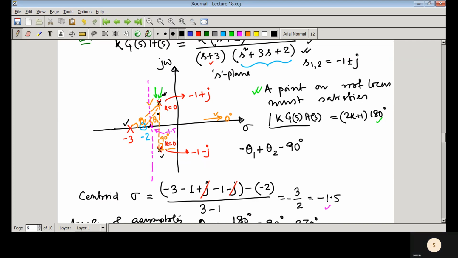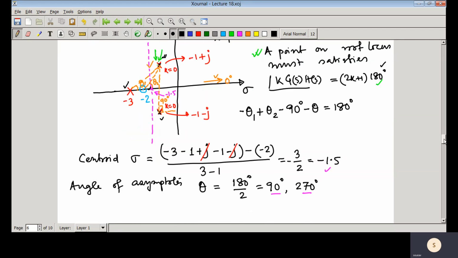So if we draw a vector from that pole to this pole, that angle we actually do not know, and here our objective is to find that angle. That angle would be the angle of departure. Suppose that angle is theta, and as it is associated with the pole, its contribution would be minus theta. Whenever that point is on the root locus, it must satisfy this particular angle criterion, so that would be equal to 180 degrees. Now from here we can find the value of theta.